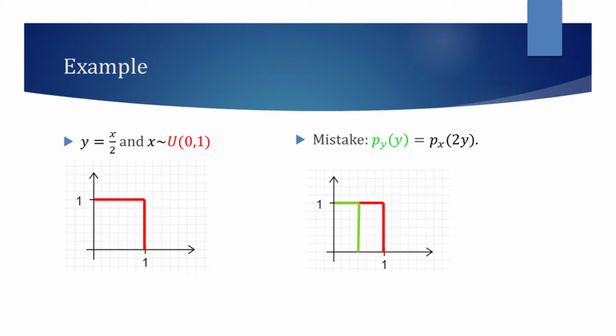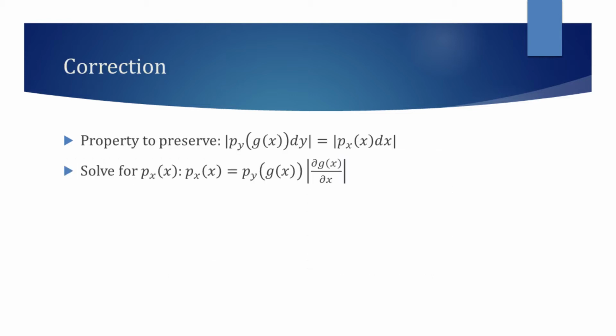The flaw of this assumption should now be evident. The area under the curve for y's PDF would be equal to 0.5, but this violates the definition of a PDF. Let's now see how we can fix this problem. When random variables are deterministic functions of one another, the following property must be preserved. From here, we can solve for the PDF of x, and see how these distributions really relate to each other.